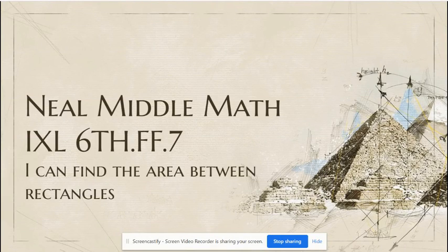Hello everybody. In this assignment we are working on finding the area between rectangles. It is IXL 6th grade FF7.